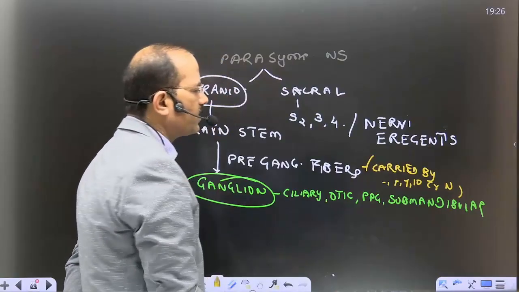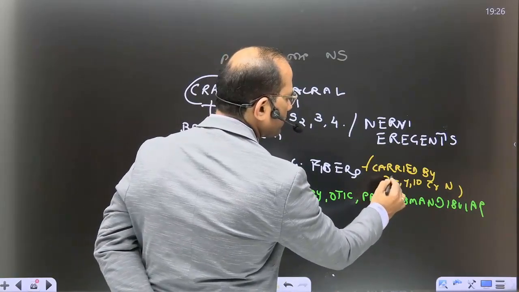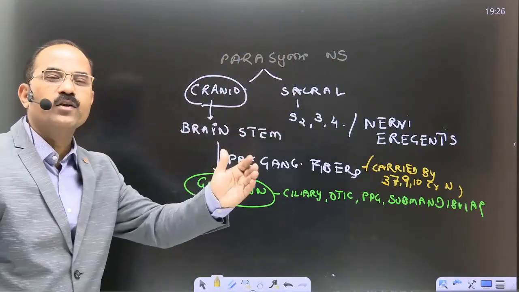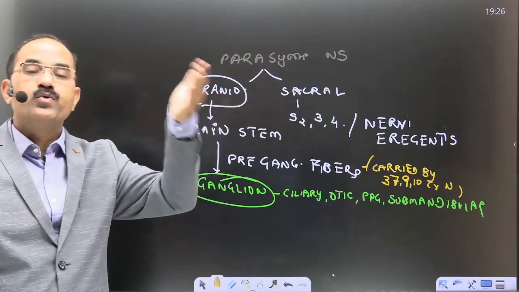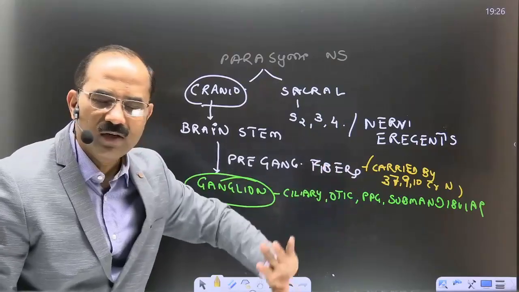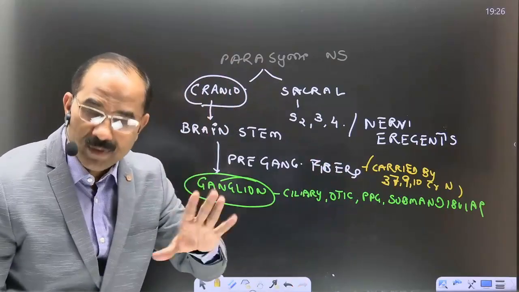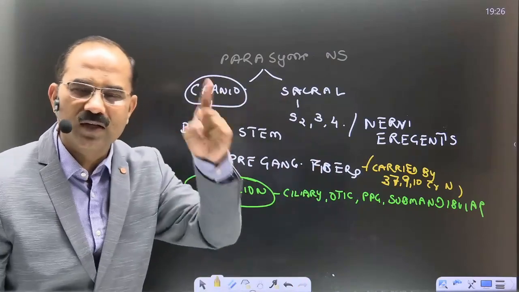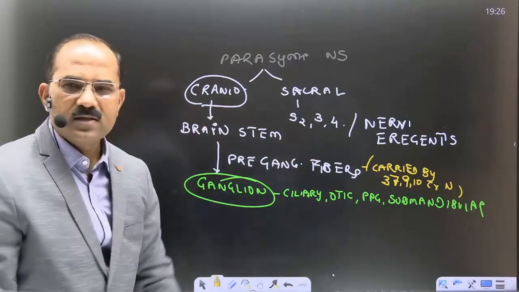Carried by 3, 7, 9 and 10 cranial nerves. Okay. So where does the preganglionic fiber begin? In the brainstem. Who's going to carry the preganglionic fibers? The cranial nerves 3, 7, 9 and 10. They are going to come to the ganglions. Now, which are the ganglions? We have got 4 ganglions: ciliary, otic, pterygopalatine and submandibular.